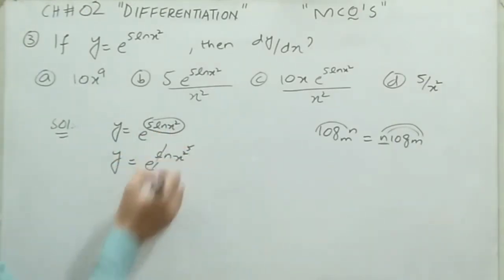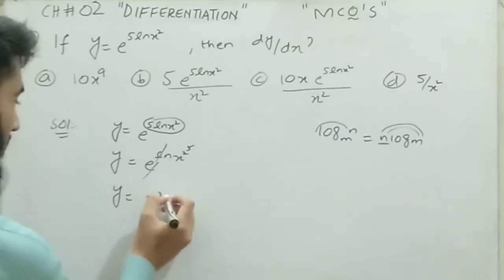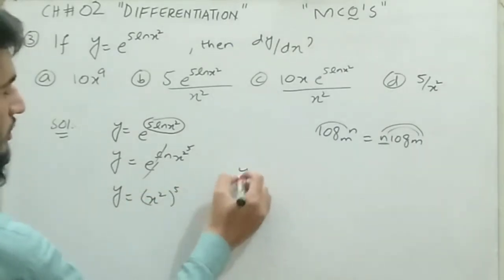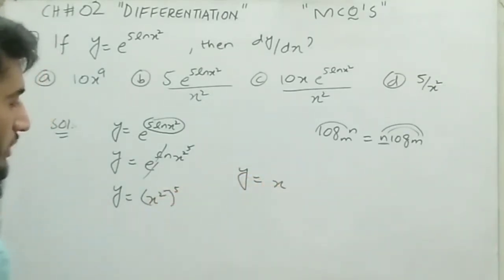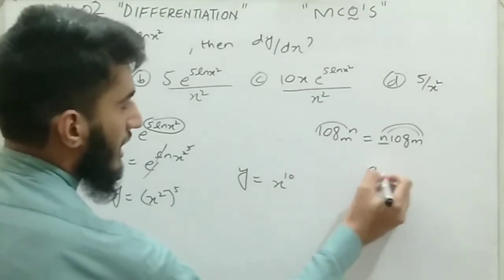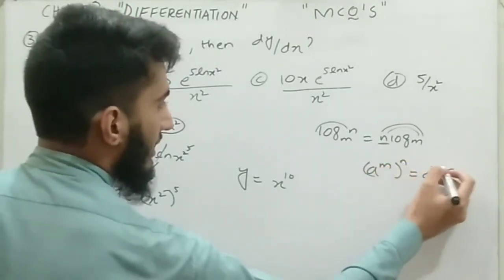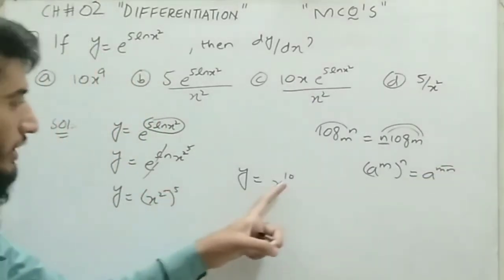So e will cancel out with ln because these are the reciprocal of each other. So it becomes y is equal to x raised to the power 2 and raised to the power 5. After this it becomes y is equal to x raised to the power 2 multiply 5, which gives us a value 10. According to the formula, a power m whole raised to the power n will always be equal to a power mn. The two powers are multiplied with each other according to the formula. So 2 multiply 5 gives us 10.